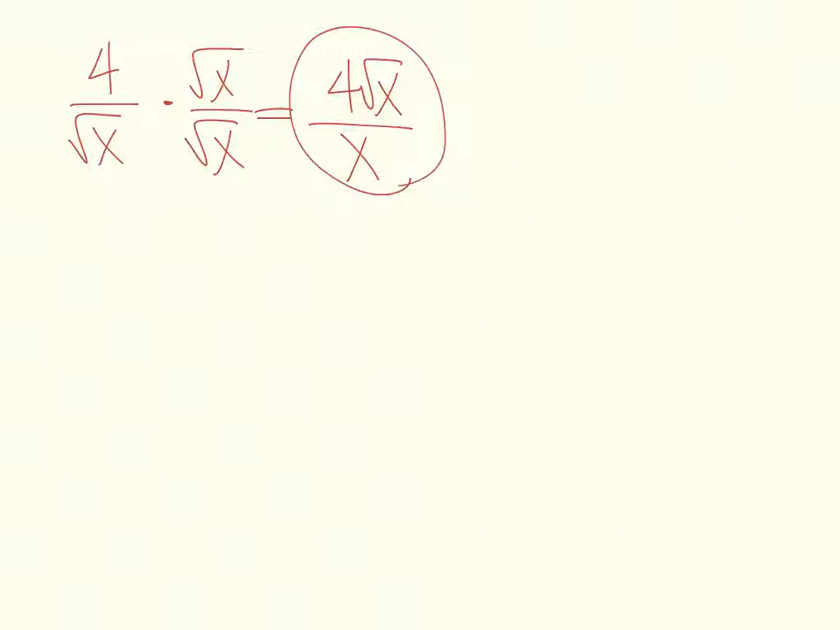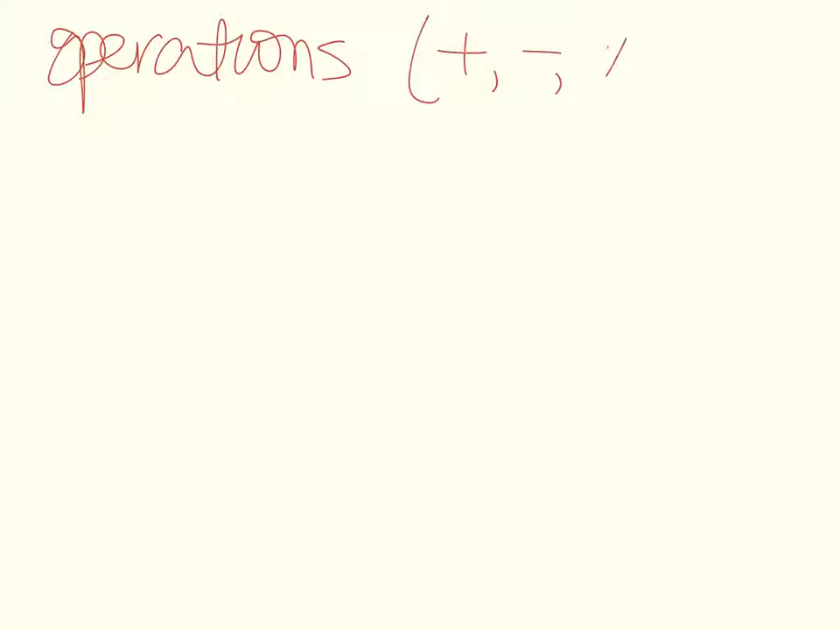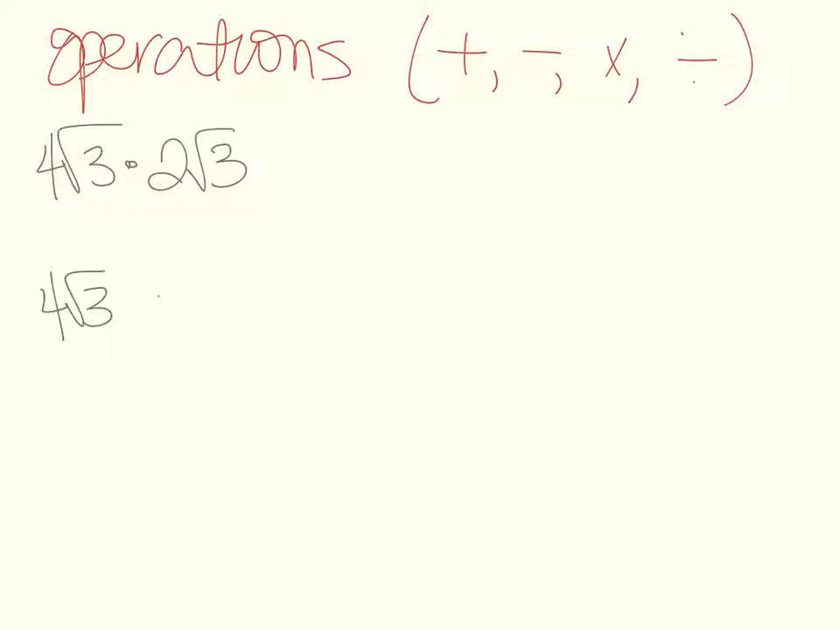Cool. Okay, let's move on with operations. Operations just means add, subtract, multiply, and divide. Okay, let's look at something a little bit simpler. I have 4 square roots of 3 times 2 square roots of 3. And then I have 4 square roots of 3 plus 2 square roots of 3.